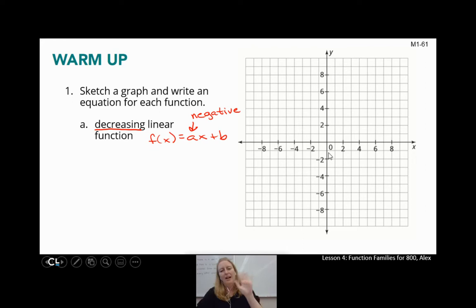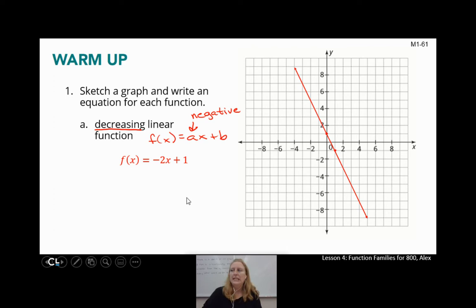Now, I wanted it to easily fit on the graph, so I chose f of x equals negative 2x plus 1. You may have picked some different numbers, but so long as the number next to your x is negative, your slope is negative, and it'll be a decreasing linear function. Here's my y-intercept. It's at 1. And of course, it's going down 2 and then over 1. Then I connect the dots. There's my line. I made a decreasing linear function.